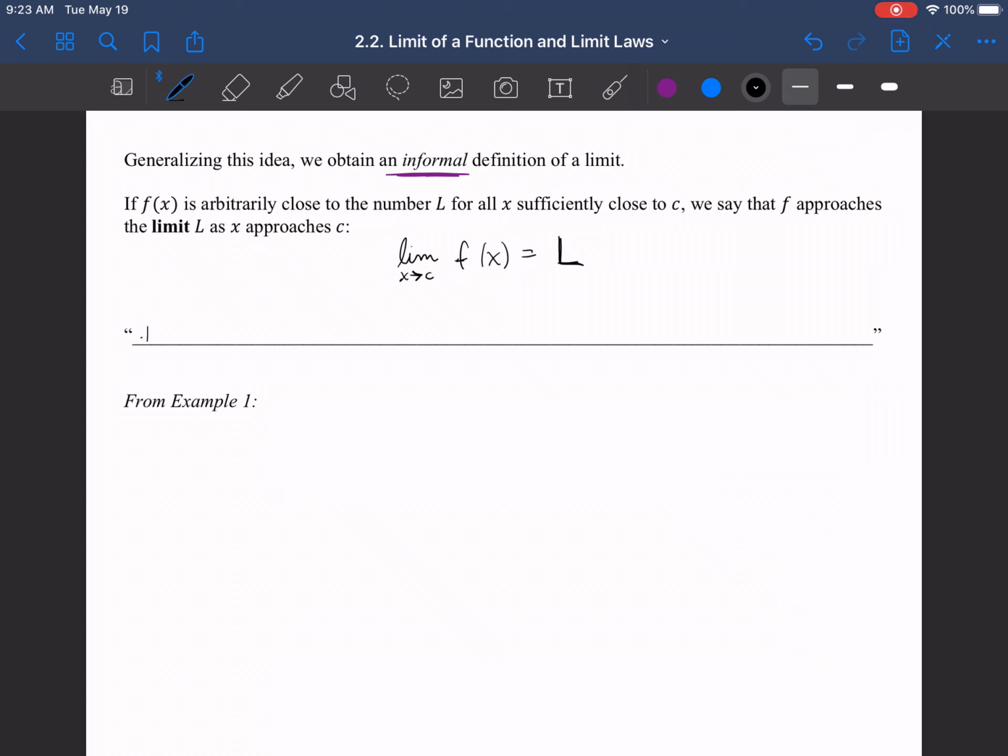All right, and this would be read, the limit of f of x as x approaches, sometimes people say goes to, c, is L. So the limit as f of x approaches c is L. And from our previous page, we could say the limit as x goes to 1 of x squared minus 1 over x minus 1, which we just found on the previous page, starts becoming closer and closer to 2. So the limit as x approaches 1 of x squared minus 1 over x minus 1 is 2.